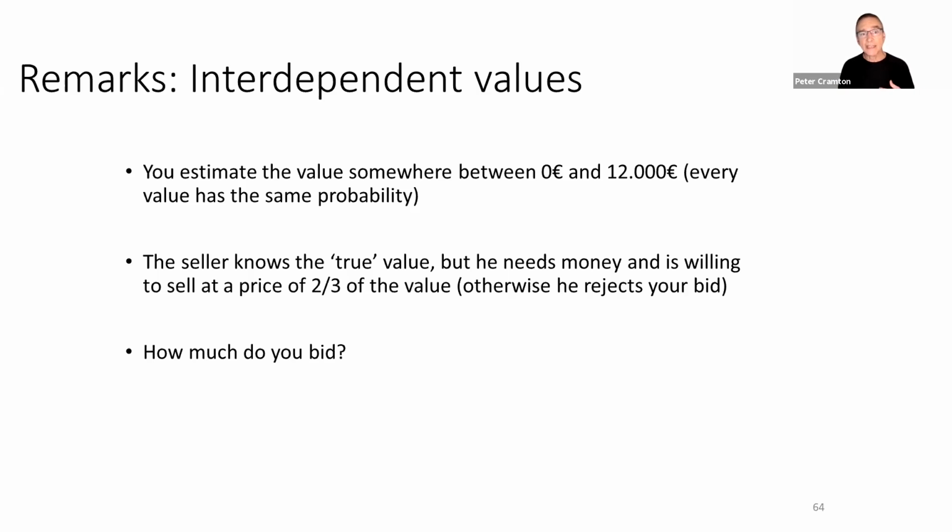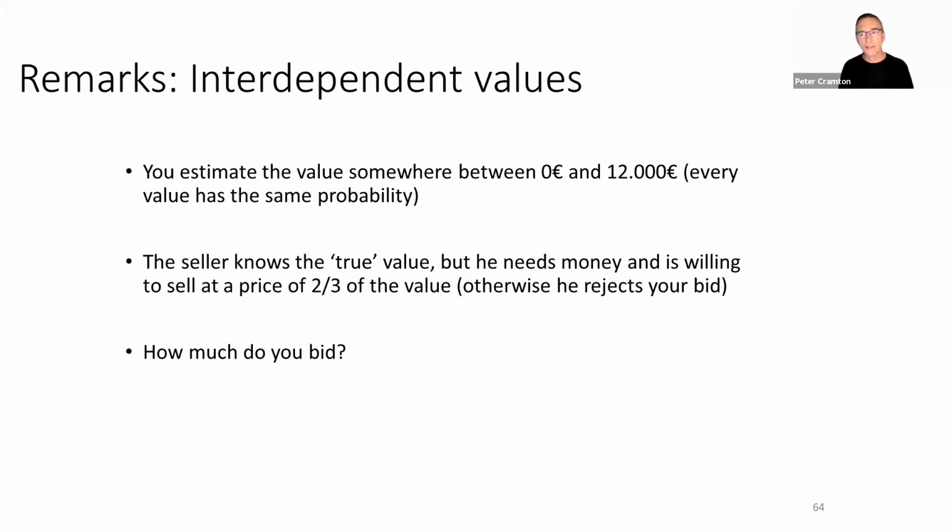The seller, me, I know the true value. It's a nice car, but I need some money, and I'm willing to sell it as long as the price is 2/3 of the true value or above. I know what the car's worth, and as long as I get an offer that's at least 2/3 of the value, I'll be happy. Otherwise I'm going to reject the bid. And my question for you is, how much should you bid?